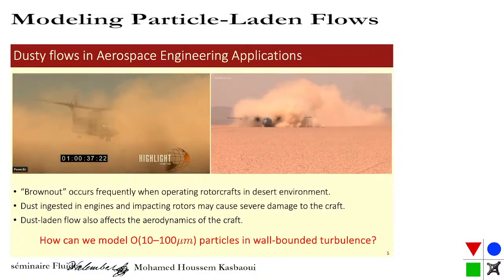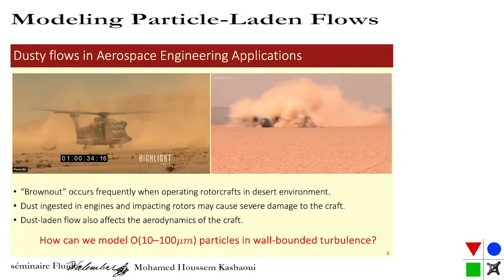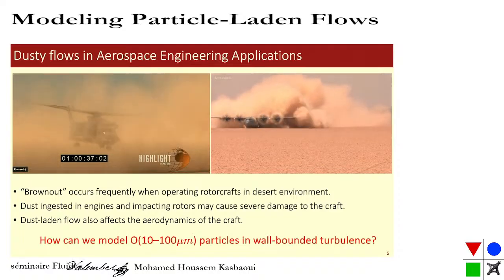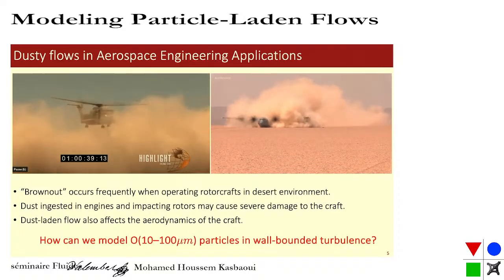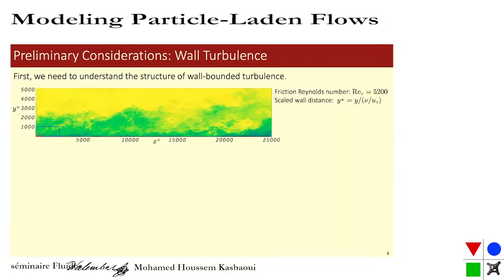So the question that I'm trying to address, the overarching theme to this research, is how can we model particles that are in the size range of 10 to 100 micron in wall-bounded turbulence. So if we want to do that, we have to understand the structure of a wall-bounded turbulent flow first. So this is the first step. Here I'm showing you a visualization of the streamwise velocity field in turbulent channel flow at friction Reynolds number of 5200. So that's fairly high turbulence.